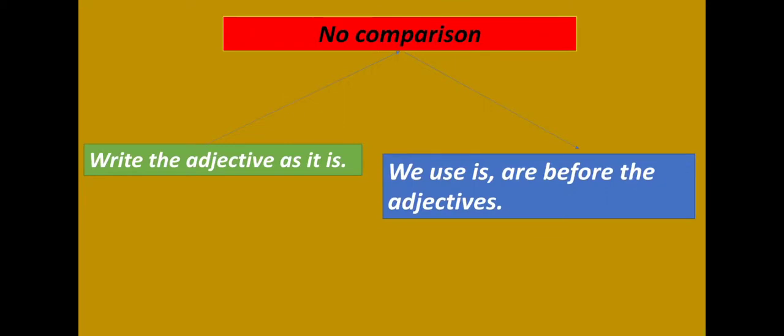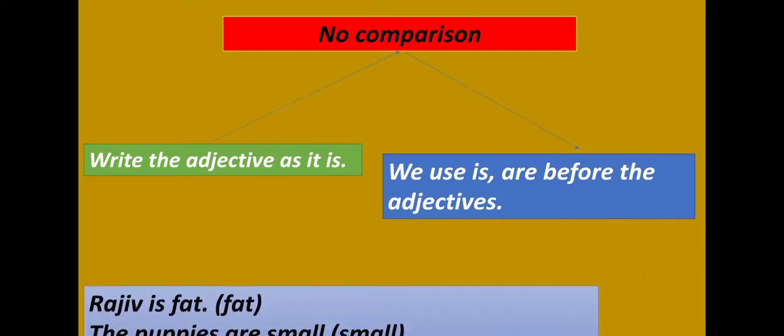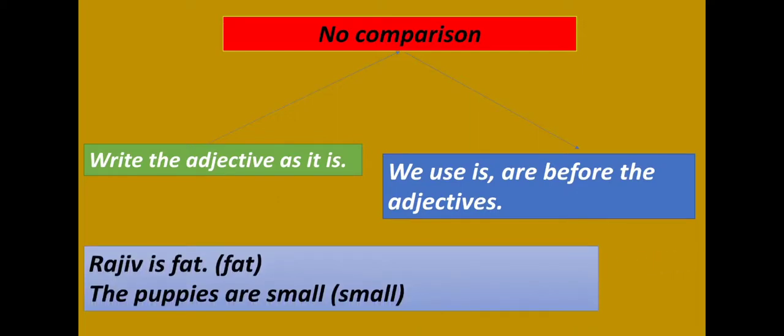So let's see how we're going to write the adjectives for no comparison. We will write the adjective as it is. We use is, are before the adjectives. Now let's look at some of the examples. Rajiv is fat. Within the bracket, we have the adjective fat. So, since we are not comparing Rajiv with anybody, we're going to write the adjective as it is.